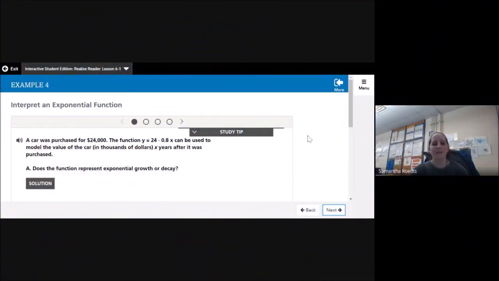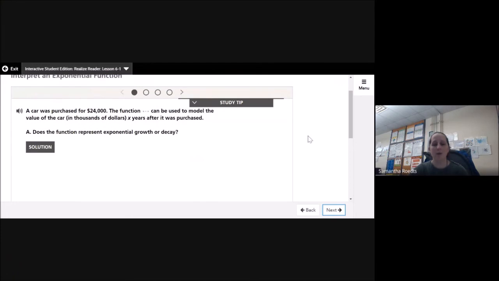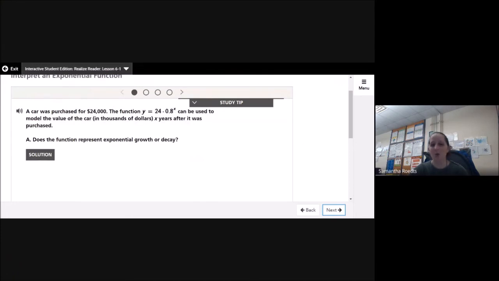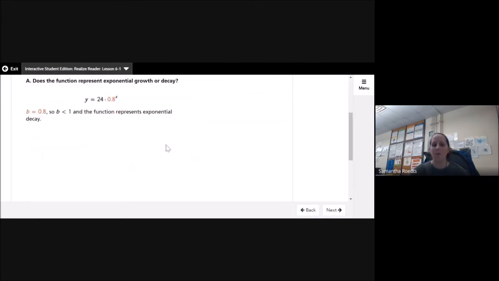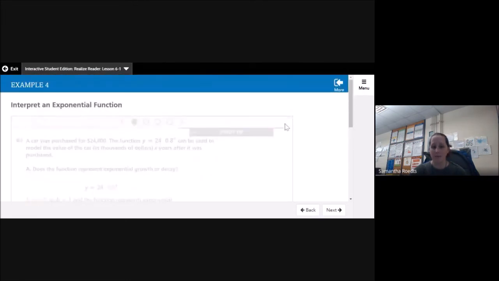All right, example 4. A car was purchased for $24,000. The function y equals 24 times 0.8 to the x can be used to model the value of the car in thousands of dollars, x years after it was purchased. First, I'm looking at 0.8. 0.8 is less than 1, so this is going to be a decay model. Does the function represent exponential growth or decay? Well, 0.8, again, is less than 1, so the function represents an exponential decay.